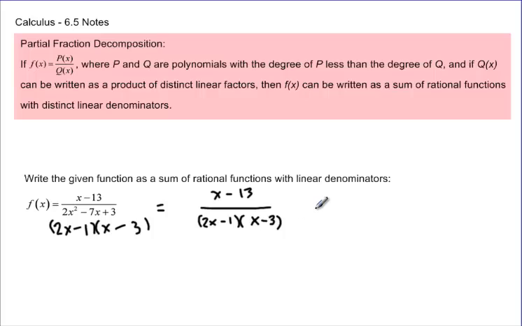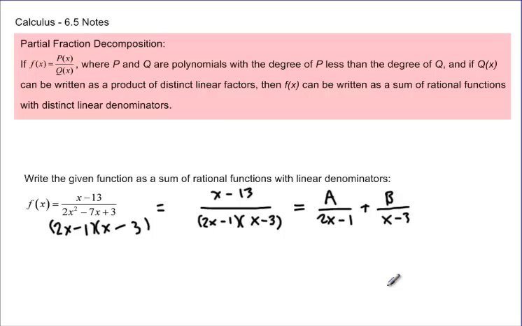All right. And what we want to do is set this up as unique pieces. So kind of how this is going to go is that we're going to want A over this linear factor 2x minus 1 plus B over the linear factor x minus 3. So this is the setup that we're looking at here.